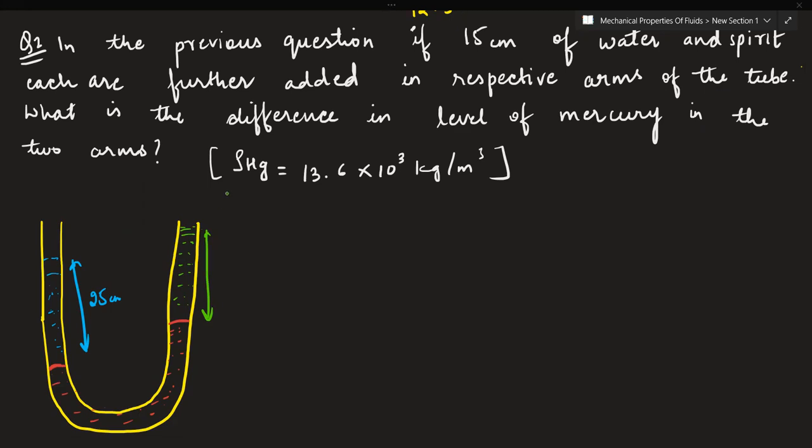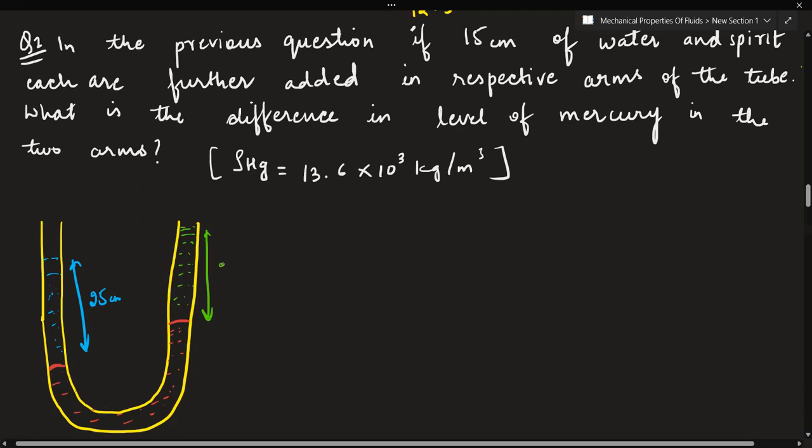See, 15 centimeters has been added, and initially the length of the spirit column was 12.5 centimeters. So the total length would be 15 plus 12.5, that is 27.5 centimeters. This is the spirit column. This is the water column.